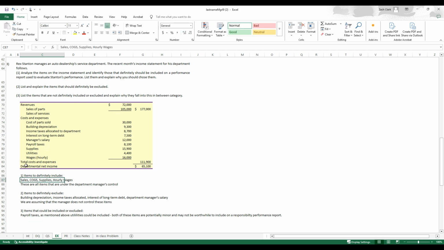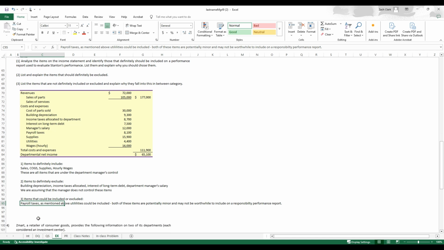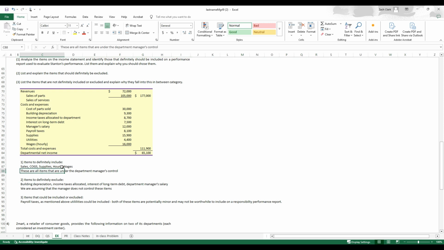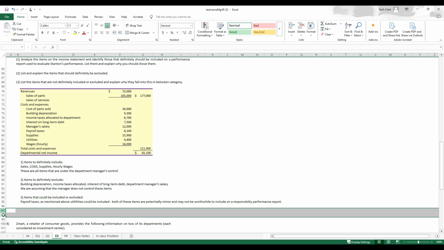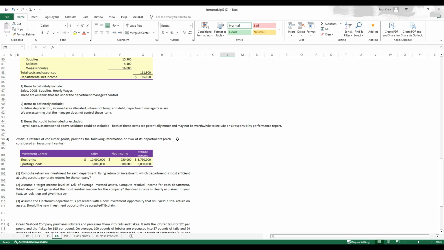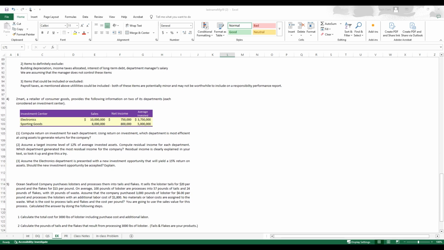Things you really want to assess are all up here: sales, cost of goods sold, supplies, hourly wages. Kind of like we're saying, the hourly wages derive the payroll taxes, so that is sort of included. But again, those are a function of government requirements, etc. The manager can control the hours that the employee works, which in turn affects payroll taxes, but that's kind of a byproduct. So yeah, cool. Good problem. I think that's interesting to think about.